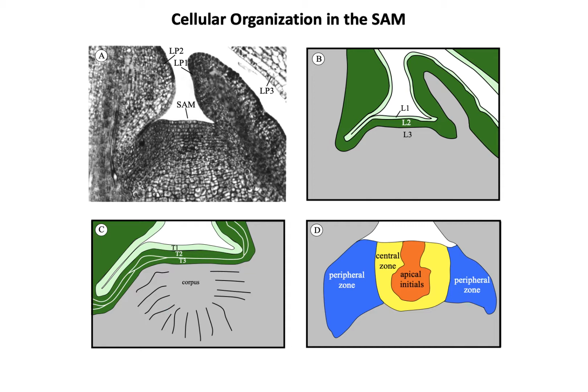Now, if you look at the staining patterns and the sizes of the cells, then you can break it down into zones also. So there's an apical initial zone characterized by darker staining cells. There's a central zone where the cells are more lightly staining. And then there's a peripheral zone where the cells are smaller. They're dividing much more rapidly, and they're, again, a little more darkly staining.